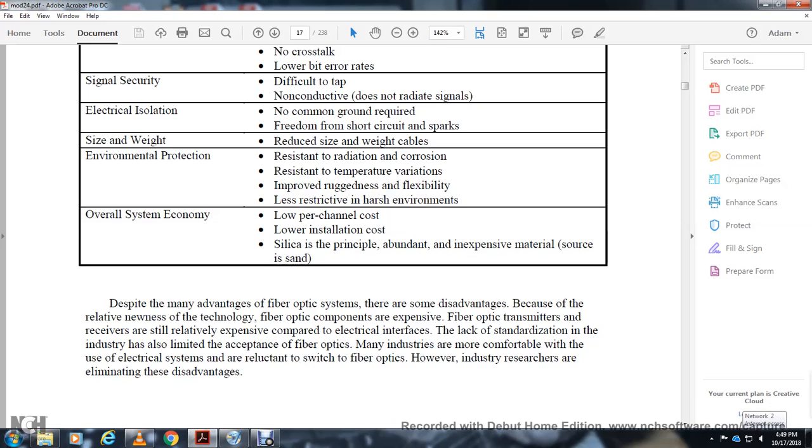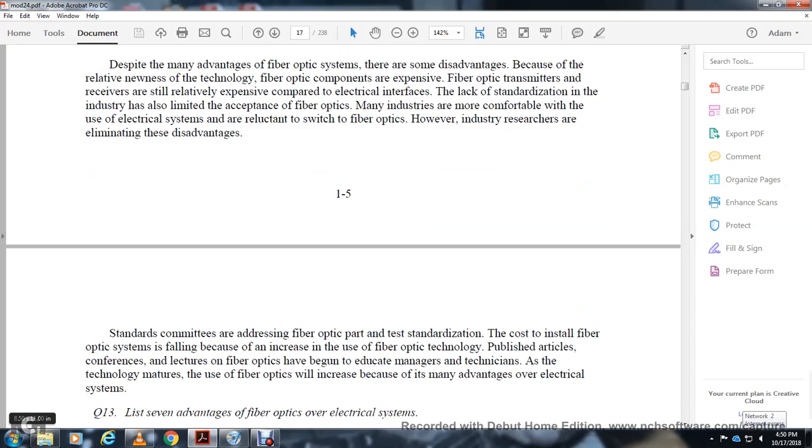Despite the many advantages of the fiber optic system, there are some disadvantages. It is a relatively new technology, and fiber optic components are expensive. The fiber optic transmitter is still relatively expensive compared with electrical interfaces. Lack of standardization in the industry limits the acceptance of fiber optics. More industries are comfortable with the use of electrical systems and are reluctant to switch to fiber optics. However, industry researchers are working to eliminate these disadvantages.